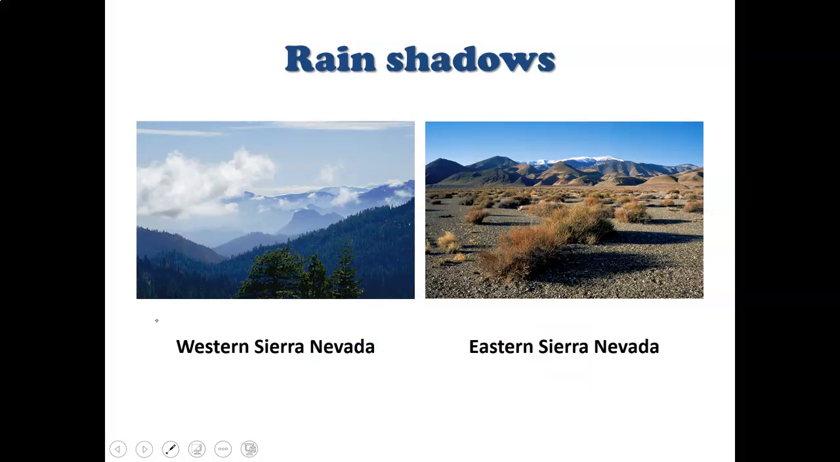So if you've ever been up to the Sierra Nevadas, on the western side, this is where you have Sequoia and Kings Canyon, Yosemite, John Muir Trail, a lot of beautiful forests on the western slope of the Sierra Nevada. And in fact, the tallest trees in the world are here in California on the western Sierras.